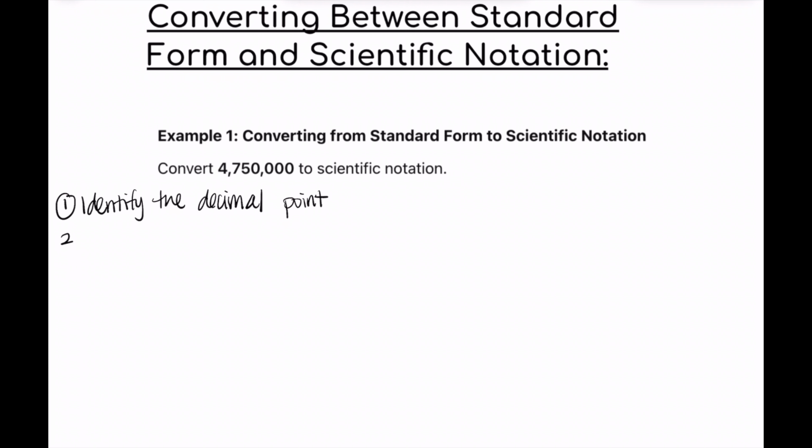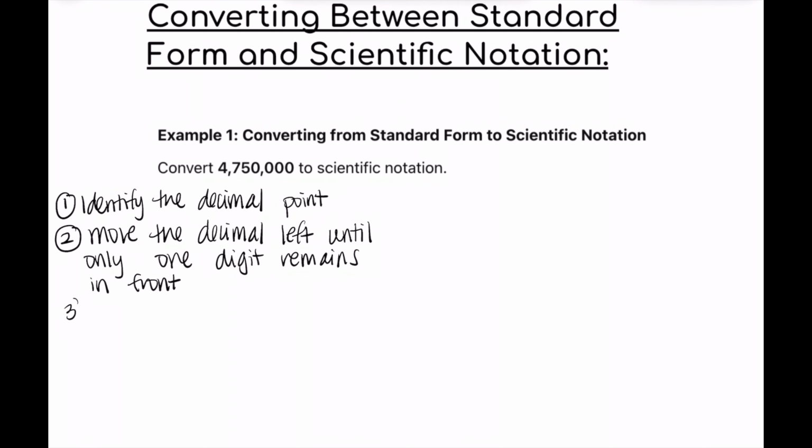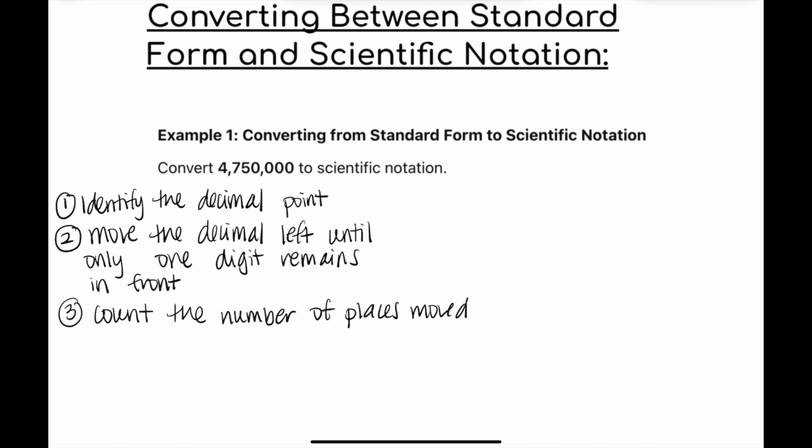For number 1, we are going to be converting from standard form to scientific notation. We are given 4,750,000, and we want to convert this to scientific notation. We're going to do 4 simple steps here. First, we're going to identify the decimal point. Then we're going to move the decimal left until only one digit remains in front of the decimal point. Then we'll count the number of spaces that we moved our decimal point. And finally, we will rewrite it in scientific notation.